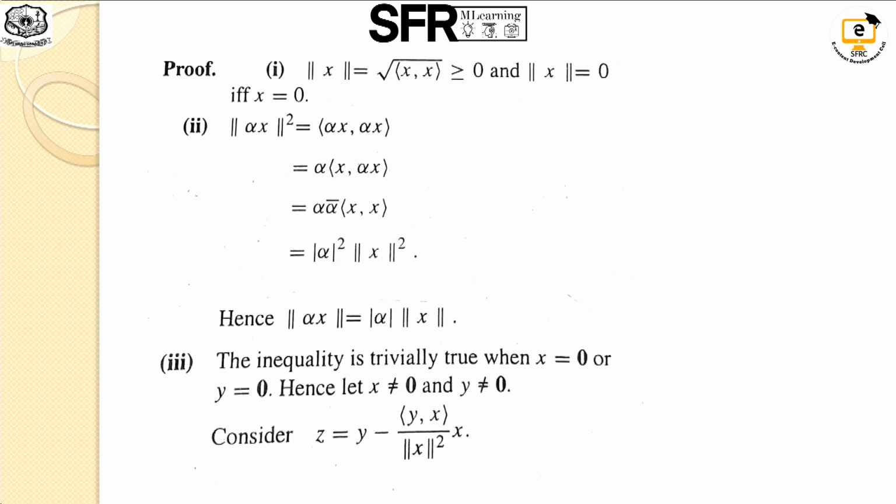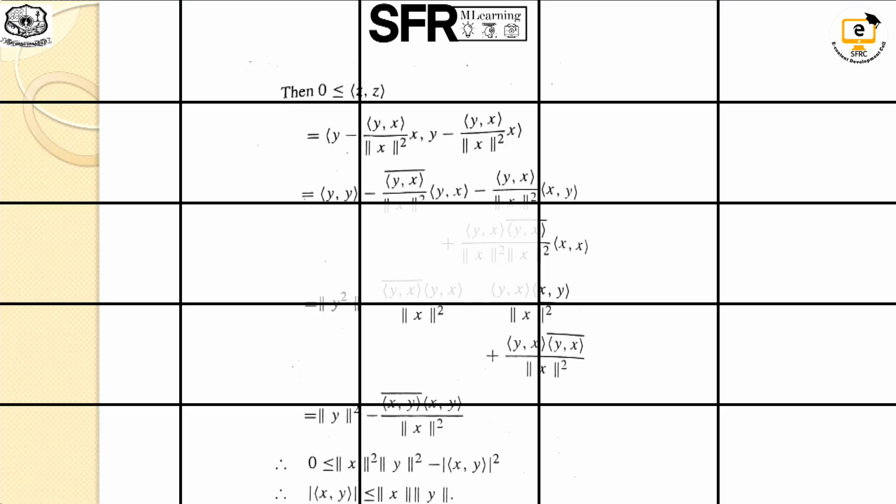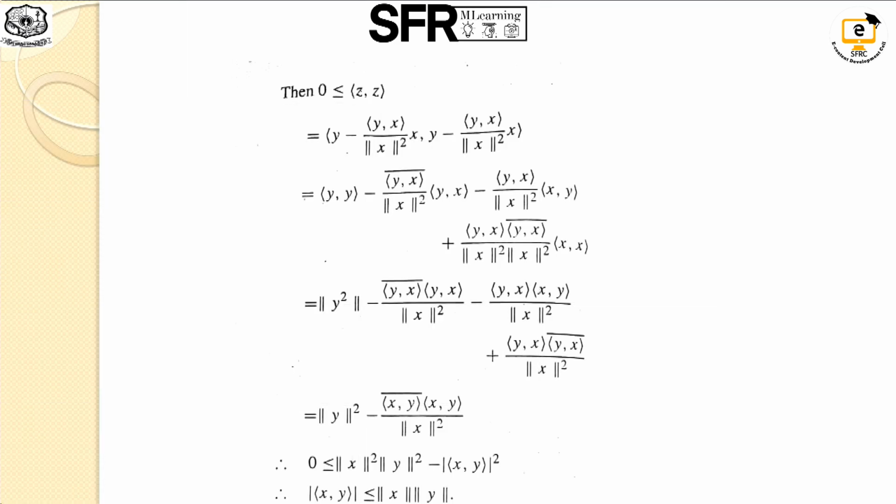And the third property is the Schwarz inequality, right? Whenever either one of the terms x or y is 0, it trivially satisfies that inequality. Otherwise, what we do is consider one element z as y minus the inner product of y comma x by norm x square, into x. Of course, the inner product of z and z is greater than or equal to 0.